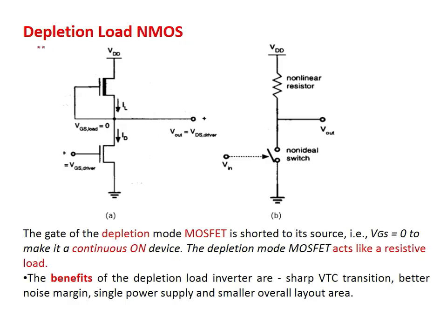So next, depletion load NMOS. In depletion load NMOS, it is the same circuit as the NMOS inverter we have discussed earlier, this one. This is the depletion mode NMOS, in which the gate and source are connected, hence VGS is equal to 0, and VDD is connected to the drain of this transistor, hence it is always on.